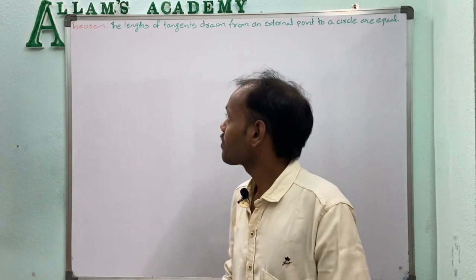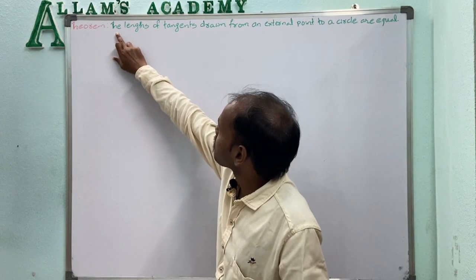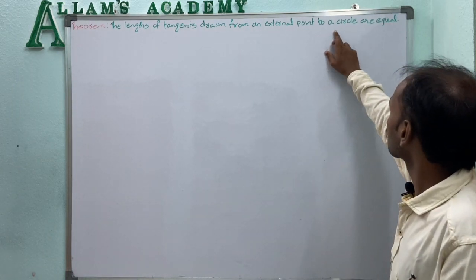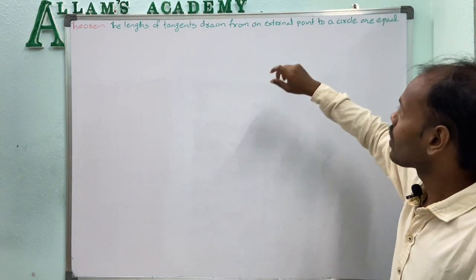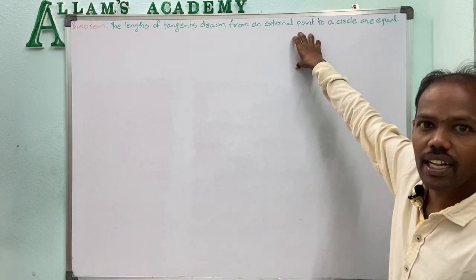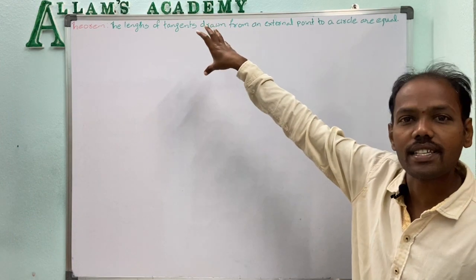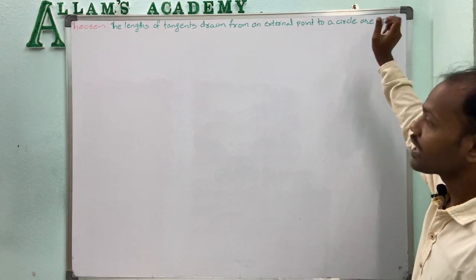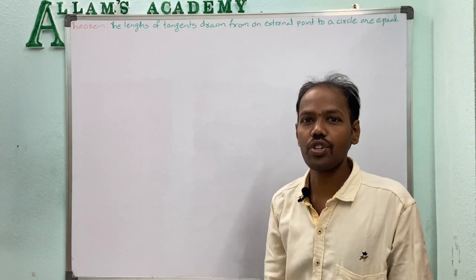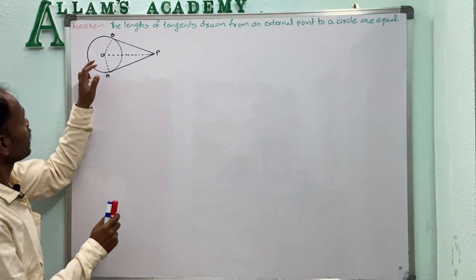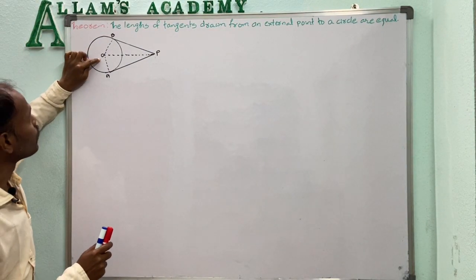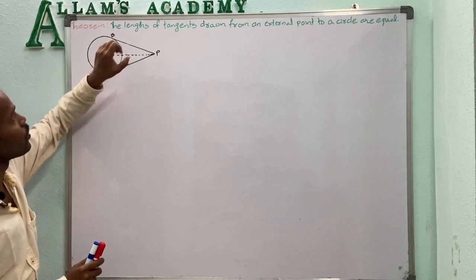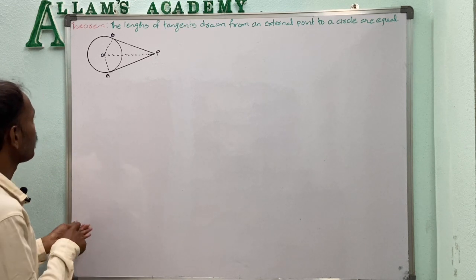Now today we see a theorem: the lengths of tangents drawn from an external point to a circle are equal. Already we said from an external point we can draw two tangents to a circle, and those two tangents' lengths are equal. That we have to show. Here the circle has center O, and AP and BP are two tangents. Now we have to show these two tangents are equal. Okay, so what is given?